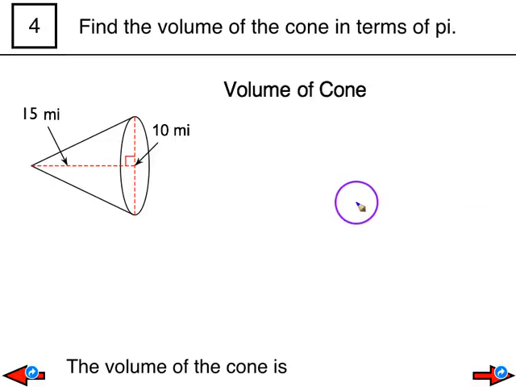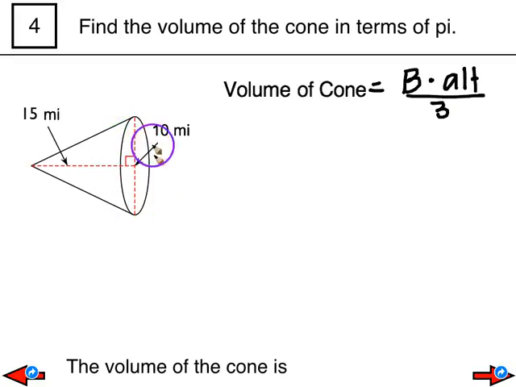Now let's take a look at this example here. Again, I notice we have a cone, so I'm going to use the volume of a cone, which is going to be the area of the base, which I use a capital B for, times the altitude divided by 3. Here my base is a circle, so I'm going to replace capital B with the area of a circle, which is pi radius squared, times the altitude, still going to divide it by 3.